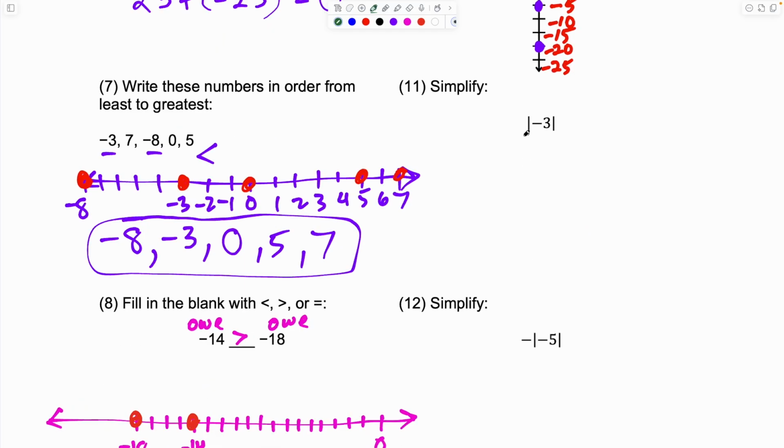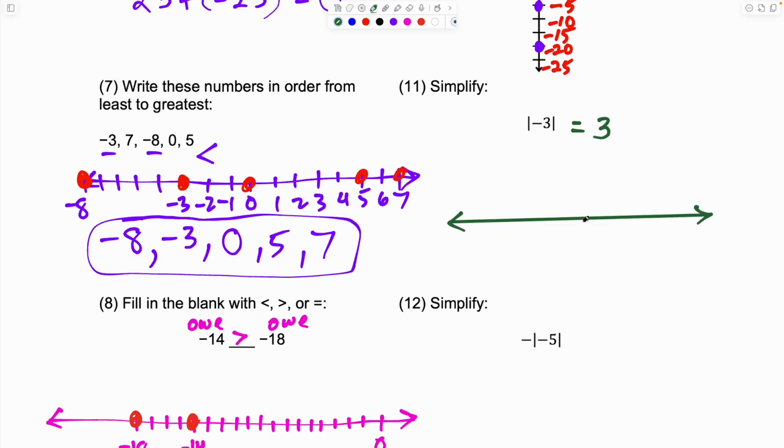Question 11, we're going to simplify the absolute value of -3. So for these questions, you could just remember that when you take the absolute value of a number, the absolute value will keep positive numbers the same, and it will change negatives to positives. Okay, so the absolute value of -3 is equal to +3. Now, a little bit more of a technical definition is that the absolute value tells you the distance from 0.